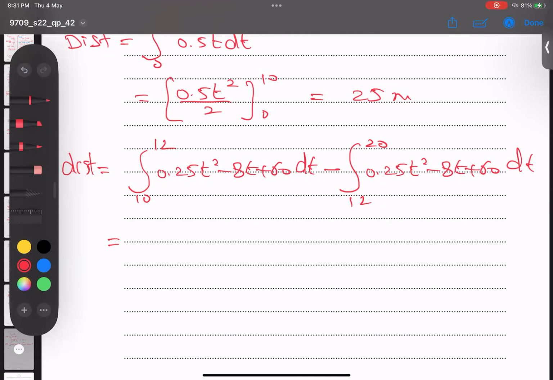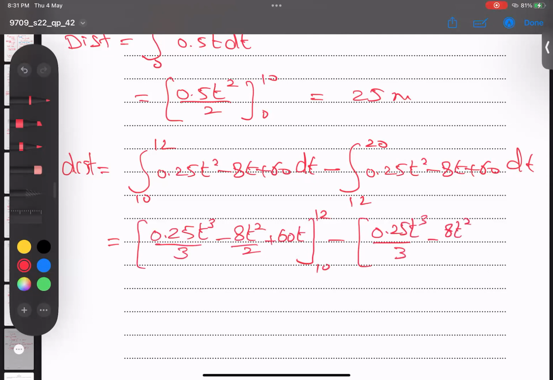Okay. So increase the power by 1: 0.25 t to the power 3 by 3, and 8 t squared by 2, and 60 becomes 60t. And the limit is 10 to 12. And now I'm doing the same story here: 0.25 power 3 by 3, increase the power, 2 by 2.